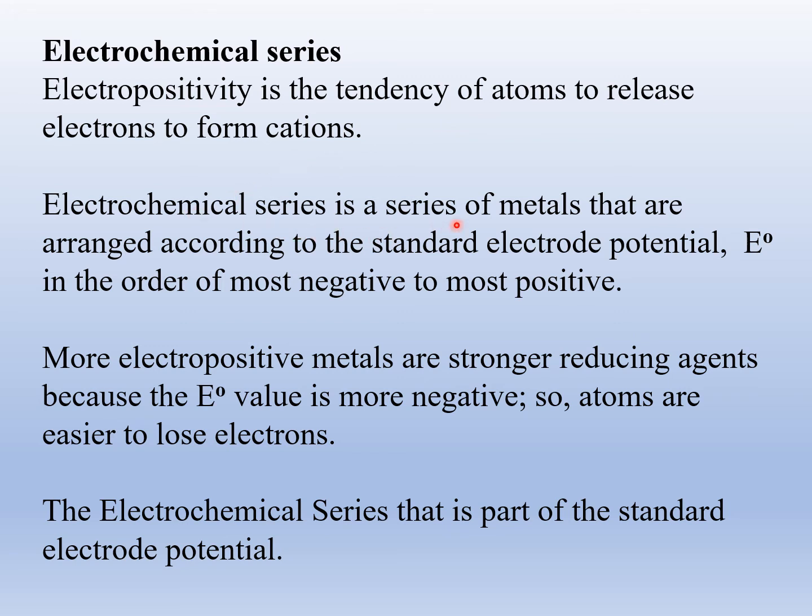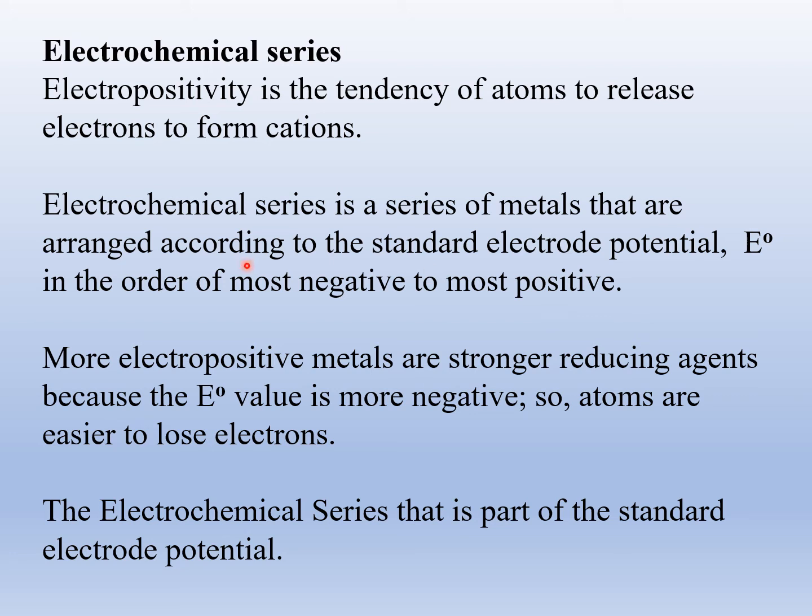Electrochemical series is a series of metal that are arranged according to standard electrode potential. Bulat ni kita panggil apa ya? E naught, yes. Standard electrode potential or E naught, in the order of most negative to most positive. Okay. Atas most negative, bawah most positive.